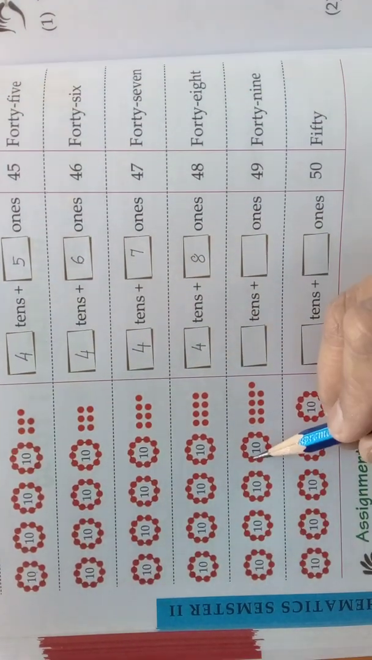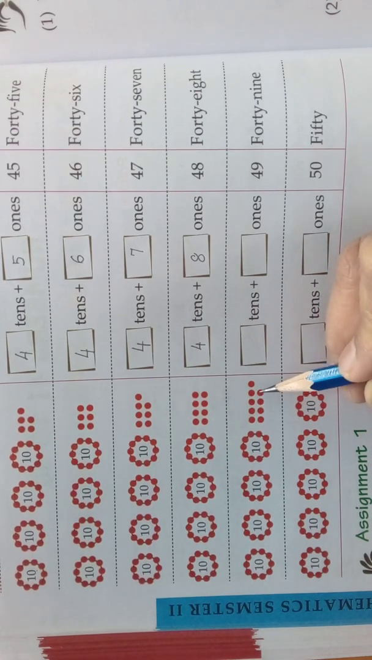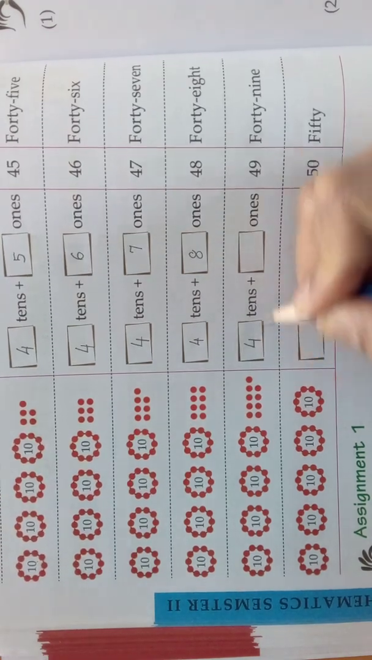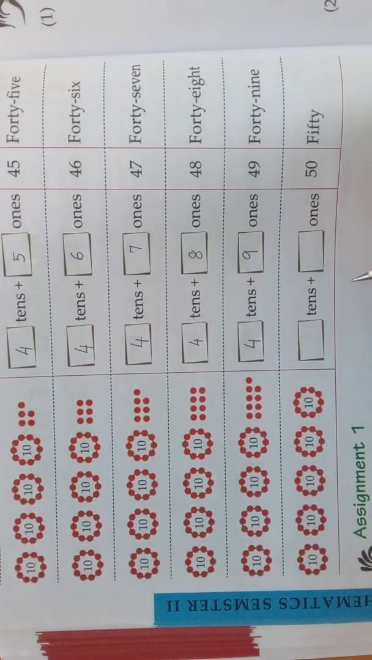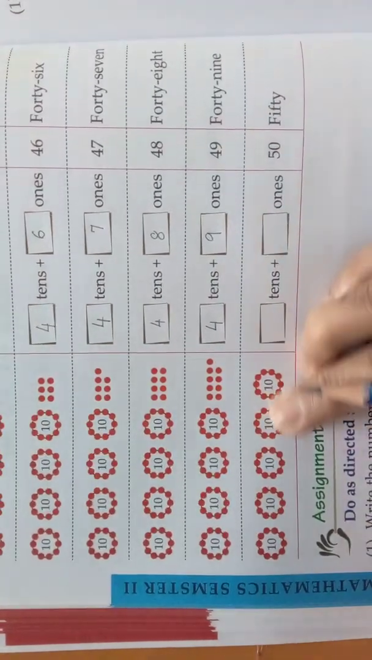And 4 tens and how many ones are there? 1, 2, 3, 4, 5, 6, 7, 8, 9. So 4 tens plus 9 ones makes 49. Now we will see the next number.